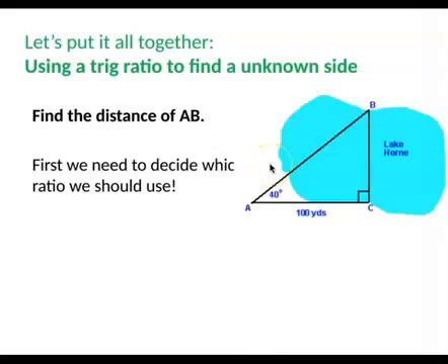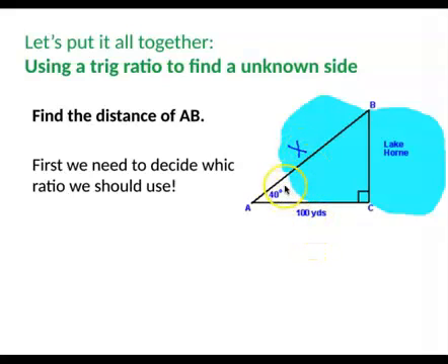All right, so let's now put it all together and use a trig ratio to find an unknown side. That's the whole point of why we use trig ratios, to help us find unknown side lengths or unknown angles in right triangles. So we've got a diagram here where we're given an angle measurement. We also have this side length given here, AC, and we want to find the length of A to B. So we want to add that in here, we want to find AB, from here to here. I'm going to put an X there.